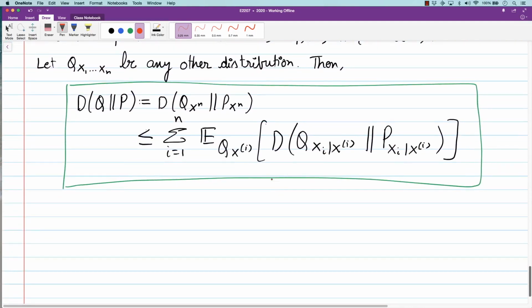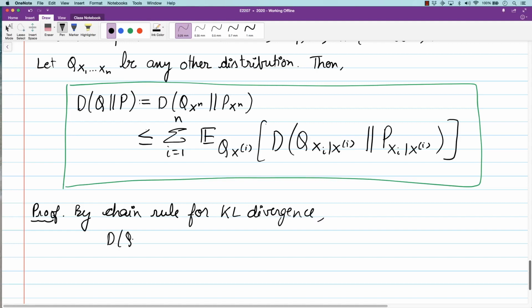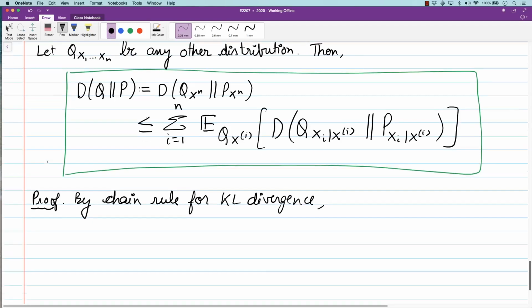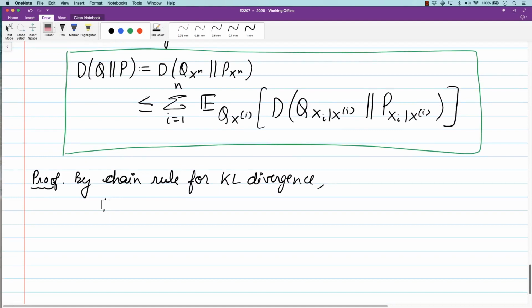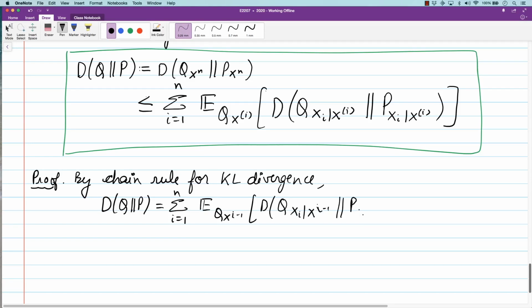Okay, so now we have this claim. How do we show this? Proof: just by the chain rule for Kullback-Leibler divergence, D(Q‖P) is equal to the summation i equals 1 to n of the expected value over the past of the divergence of Q(xi given the past) from P(xi given the past). That's equal, and we want to show this is less than the other quantity.